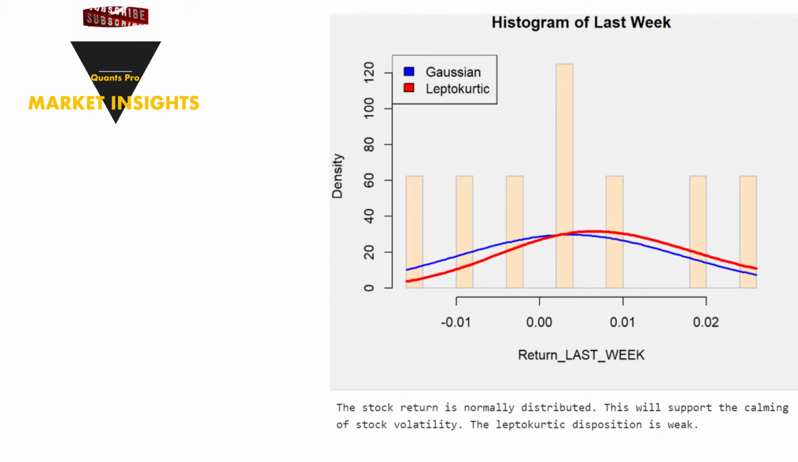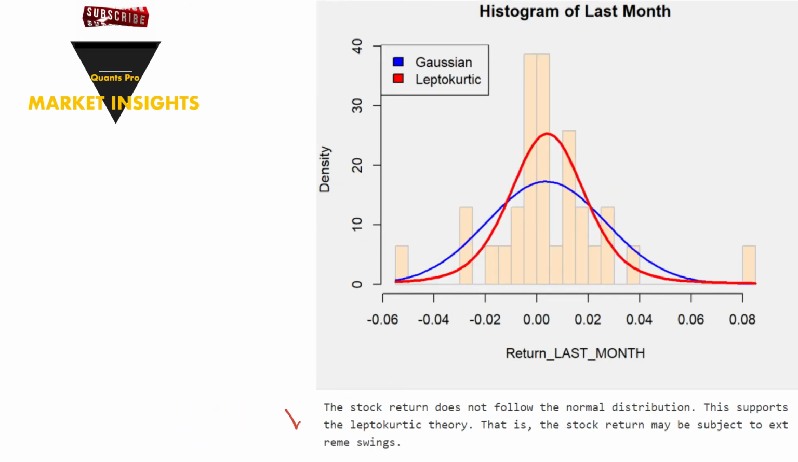If we examine the probability distribution of the return, the stock has performed as shown in the chart over the past week. It can be said that the returns behave more closely to the Gaussian curve. The last month's return distribution also reflects a dominant leptokurtic characteristic.